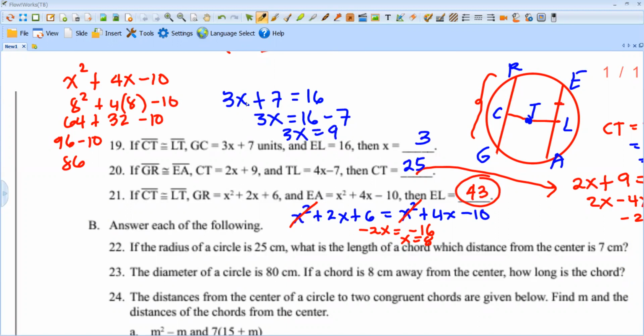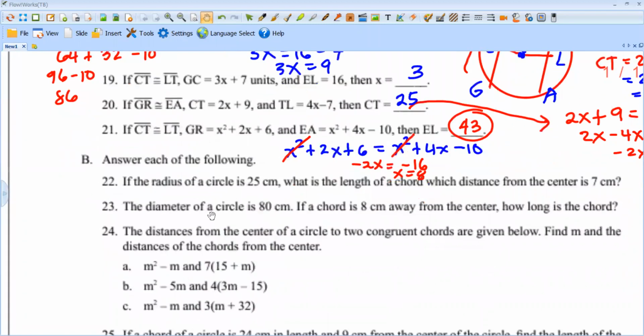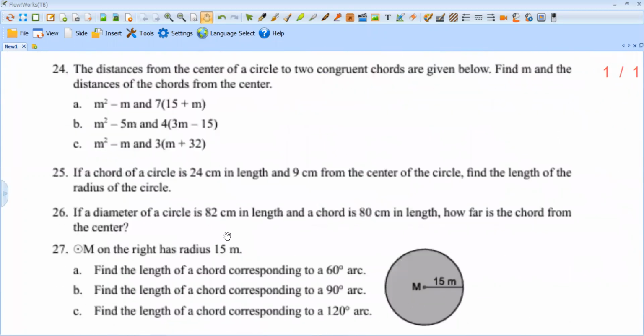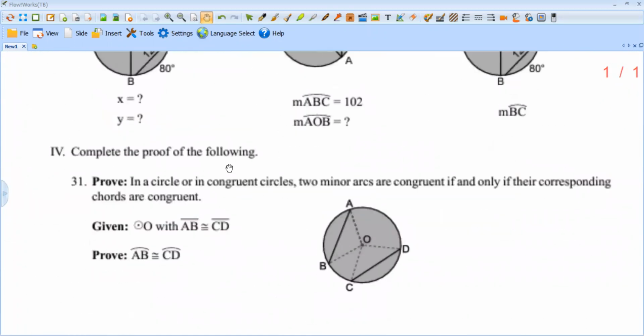Okay, do you have any question for that? And it is already 3 o'clock. Again, we have 10 minutes. So let us try to go to number 22. Oh, we have still a lot here.